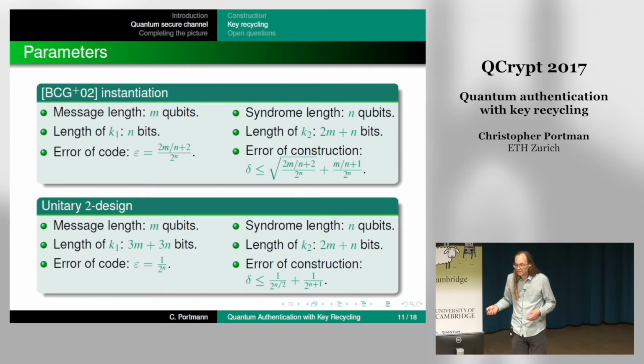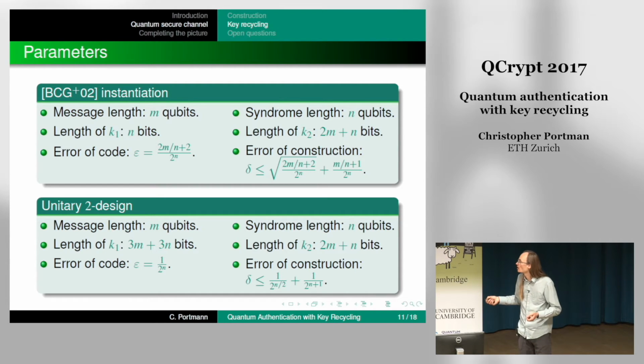You can now instantiate this, because this is a big family. We just need to plug in some code. There was a code proposed in the original paper which has a very short key length. If the message has length m, and we add n qubits for the syndrome, key k1 has length n, and key k2 is roughly 2m plus n bits. So this is kind of small, and then this is the error we get.